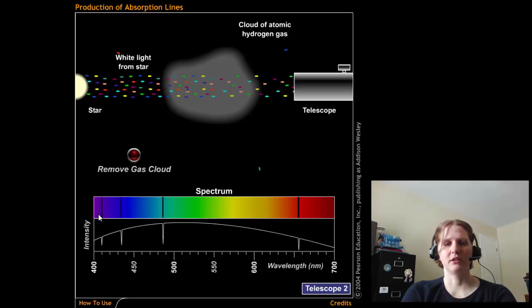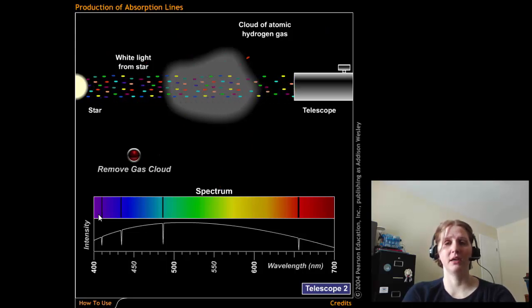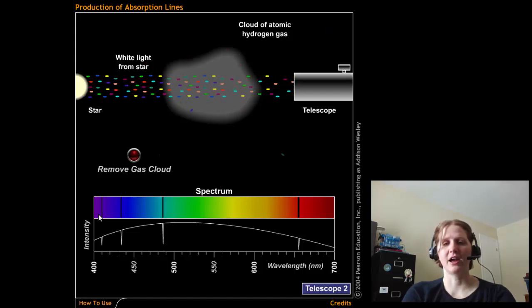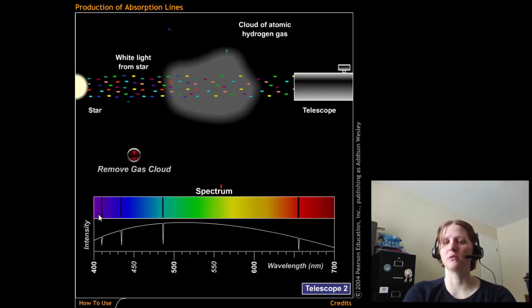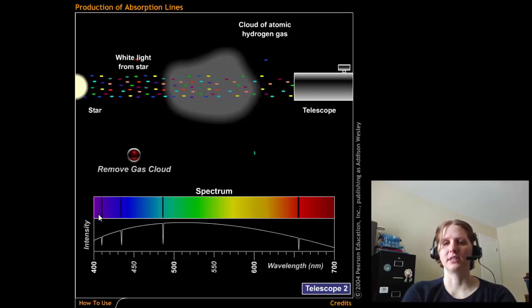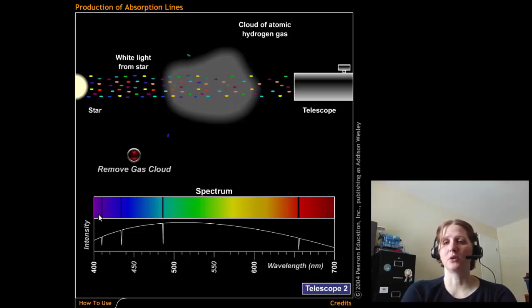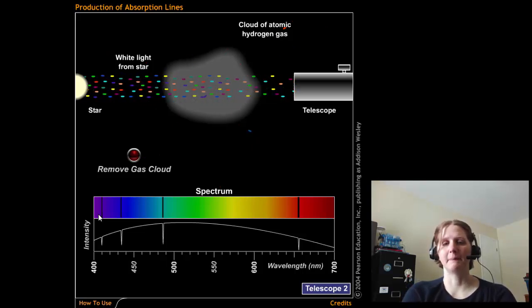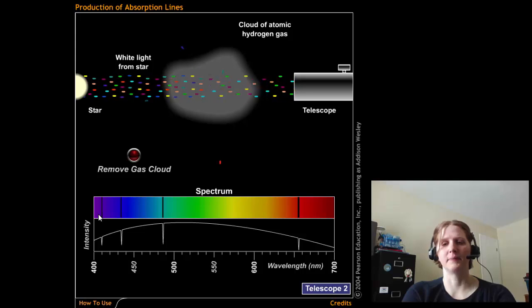So you see all the colors that can make it through the nebula, but the cloud will scatter or absorb the colors that it's allowed to, the red, the teal, the blue. So by the time it makes it to your telescope, you don't see them. They've gone missing. That's an absorption spectra.